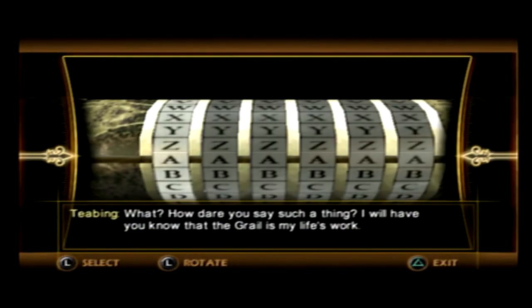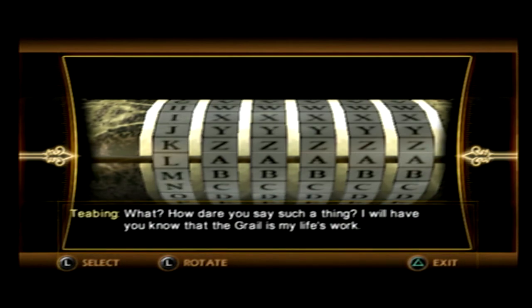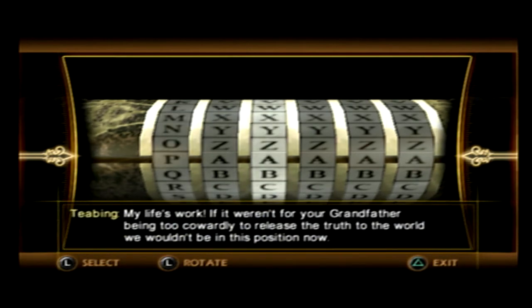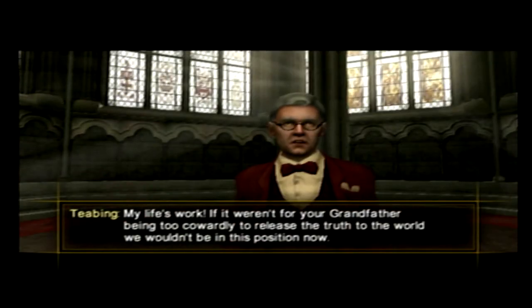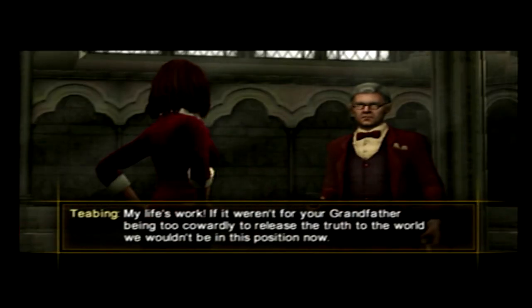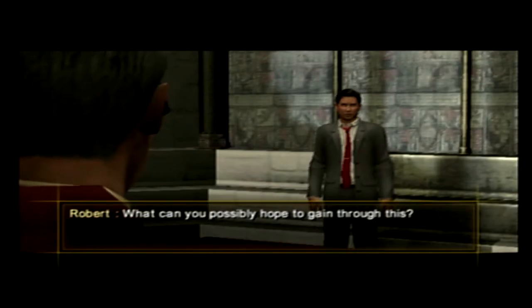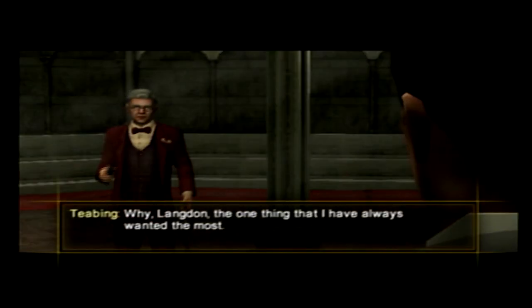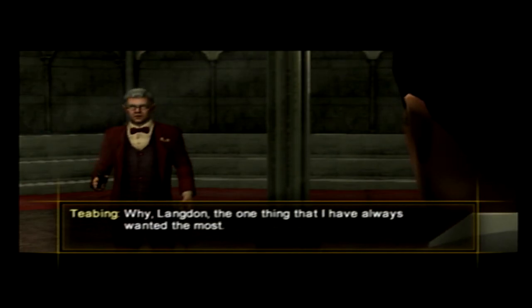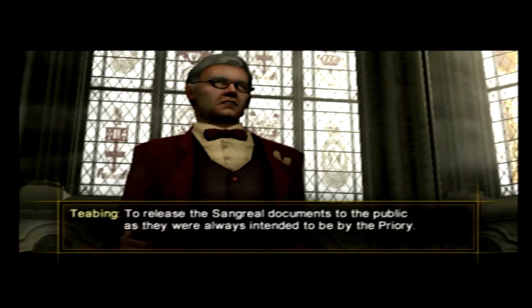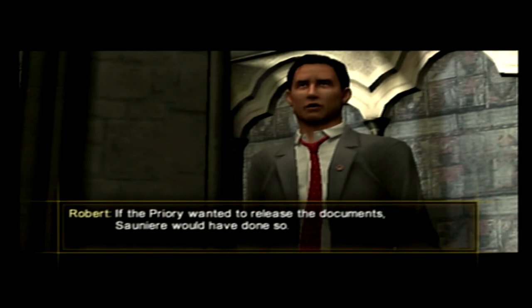What? Do you know that the Grail is my life's work? My life's work! If it weren't for your grandfather's cowardly refusal to release the truth to the world, we wouldn't be in this position now. But here we are. And Robert, you must make your decision. What can you possibly hope to gain through this? Why, Langdon, the one thing that I have always wanted the most: to release the Sangreal documents to the public as they were always intended to be by the Priory. If the Priory wanted to release the documents, Saunier would have done so.